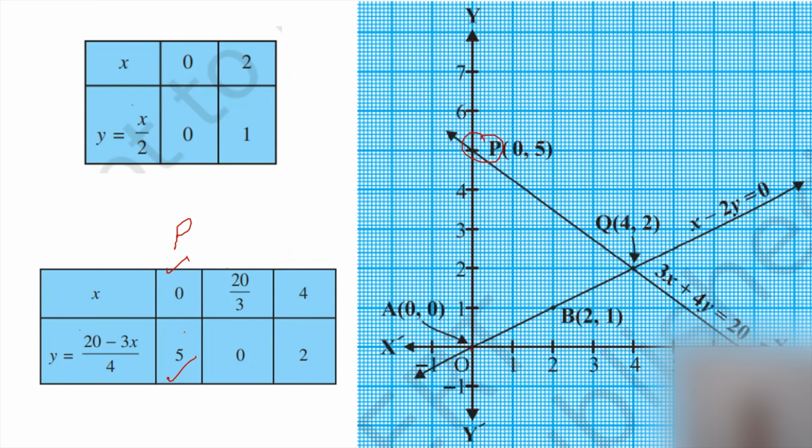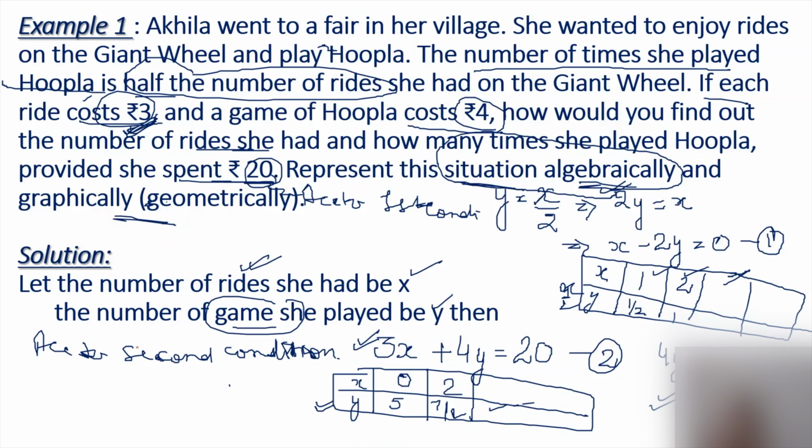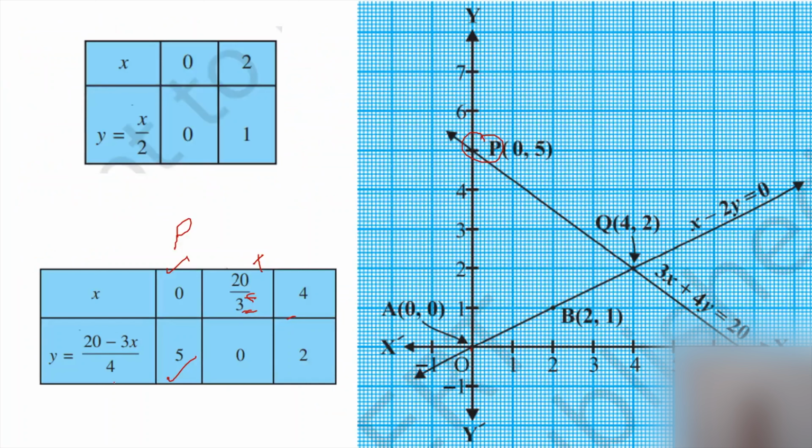Next, it is comparatively difficult to represent, so don't take the risk for denominator 3. You can take some other value also. So we have taken, if x is equal to 4, we can find the value of y. If x is equal to 4, then y is equal to 2. This is the point. Therefore, we plotted the graph from these 2 points P and Q, and here is the graph for the line.